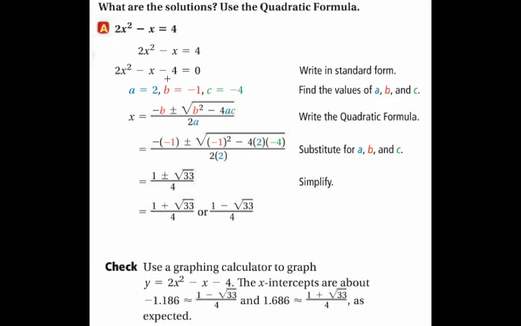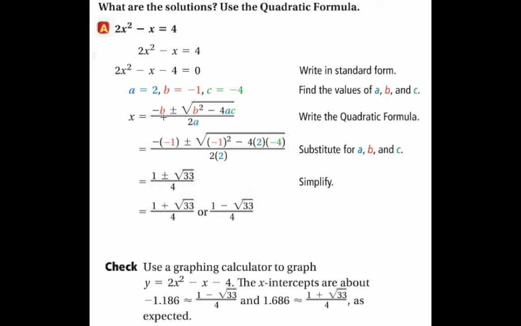So we got 2x squared minus x minus 4 equals 0. If you were to try to solve this by factoring, you wouldn't be able to do so. So here we have another technique that we can use to solve this. We identify a, b, and c. a is 2, b is negative 1, c is negative 4. Here's our quadratic formula. We substitute all of those values in for a, b, and c.